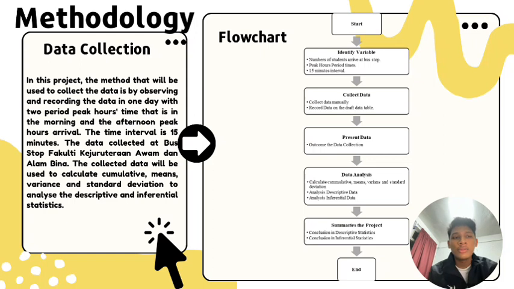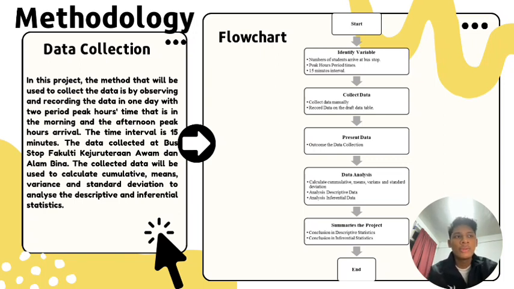The time interval used is 15 minutes and the data has been collected at the bus stop of Fakulti Kejuruteraan Awam dan Alam Bina, FCAP. The collected data will be used to calculate the mean, variance, and standard deviation. Then the data will be analyzed with descriptive and inferential statistics. Next, we move on to the flowchart.